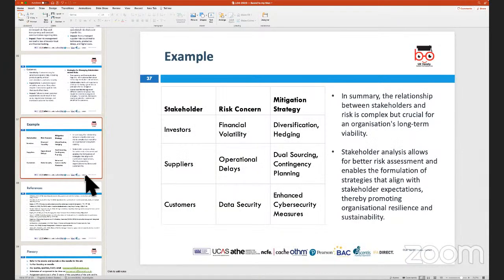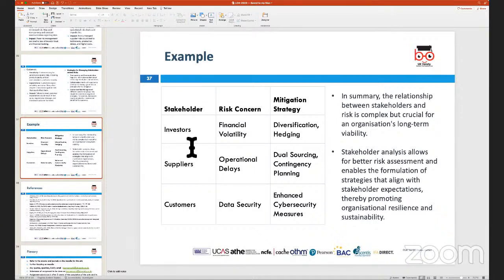So what we need to be able to do is understand these impacts which the stakeholders can have, and what is the risk and the concern that they have on the risks, and how they expect the company to look at mitigating those risks. And that is what I've summarized in this particular table.